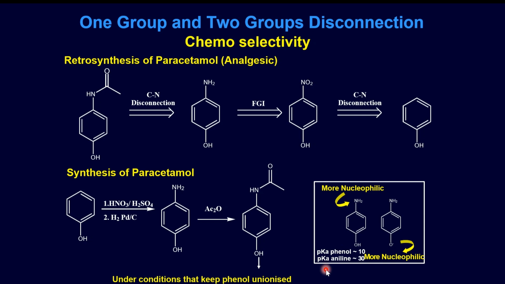Another strategy we can follow is to protect one group and make the other group react, and then deprotect. However, it adds two more steps: one is the protection step, another is the deprotection step. Though it increases the number of steps, when choosing reaction conditions is not possible, then we go for the protection approach. Another strategy is to protect one group, make the other group react, and then deprotect.